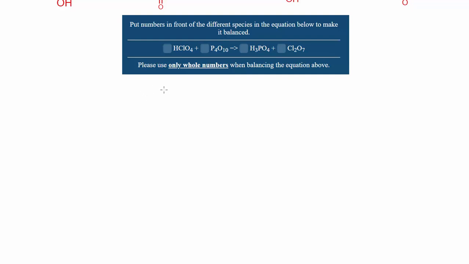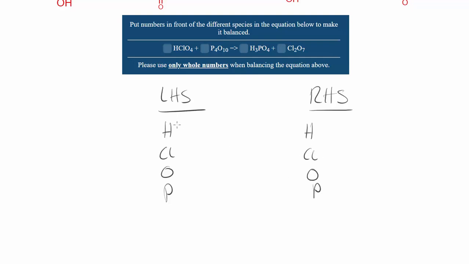So on the right hand side, right? So effectively I'm looking at the left hand side and the right hand side. We've got hydrogen, chlorine, oxygen, and phosphorus, right? So H, Cl, O, P, okay? And what I'm simply going to do is audit both sides and figure out how frequently each element occurs on each side currently, right?